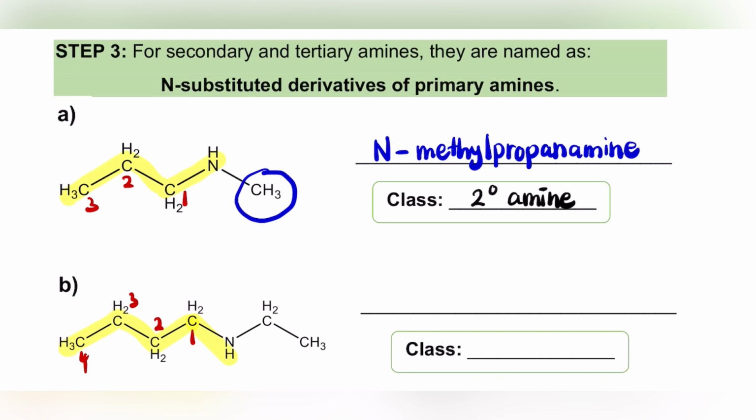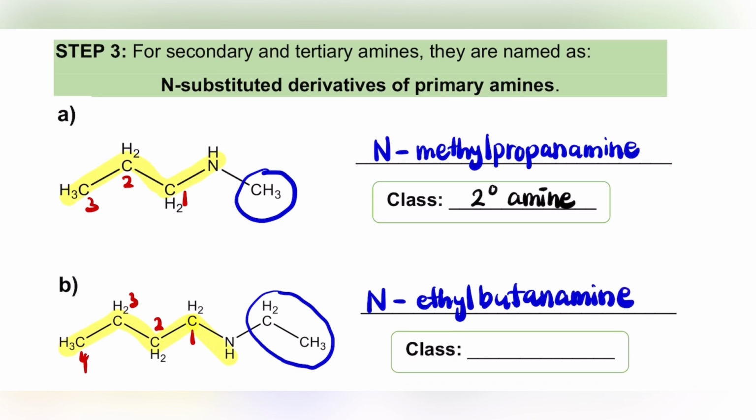Only now I have another substituent, which is 2 carbons. This is ethyl. It is attached to this nitrogen. So same case as example A, we will put the position of ethyl, N-ethyl, and then because of 4 carbon atoms it will become butanamine. And then you can see this nitrogen has one alkyl group here and another one more. So 2 alkyl groups attached to nitrogen means this is secondary amine.